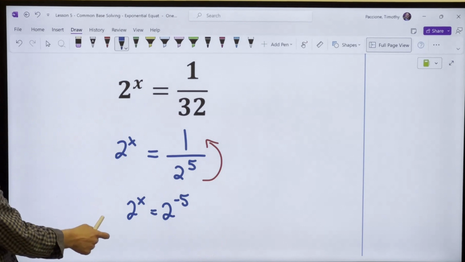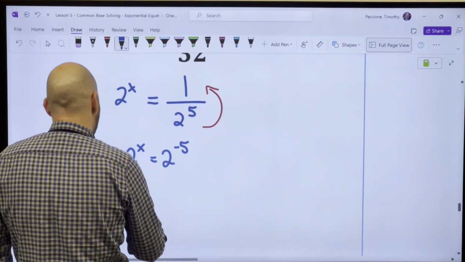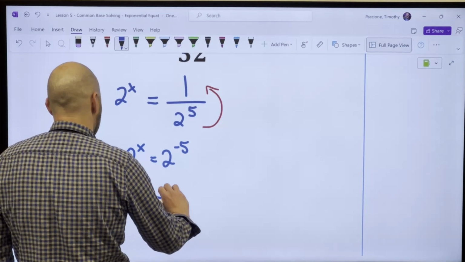And once I do that, what do I have? I have my common bases. So I know that x equals negative 5.